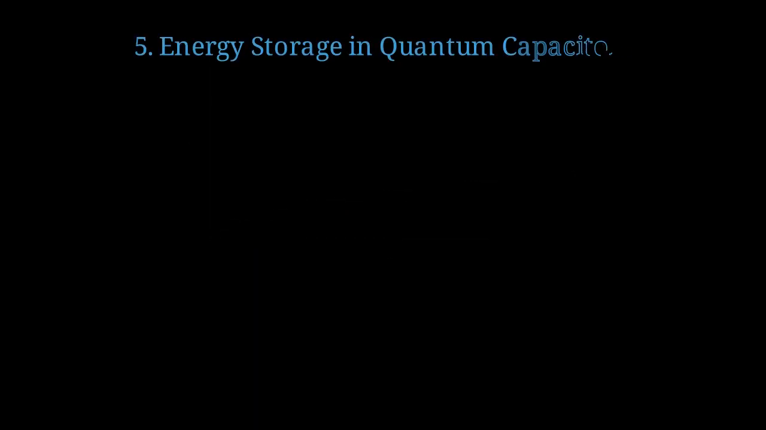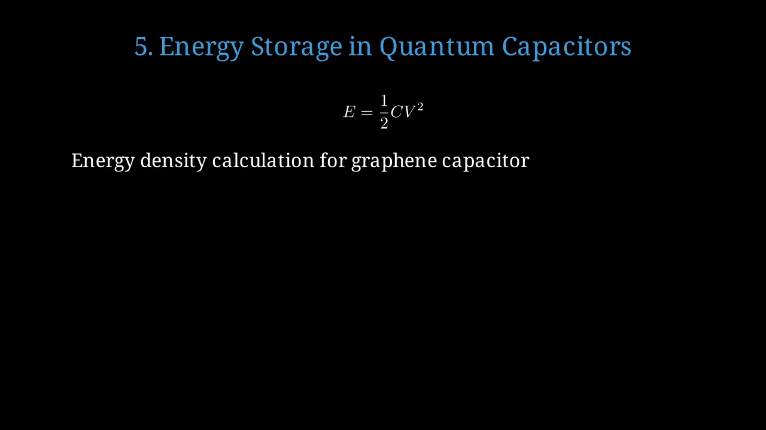Now let's explore the energy storage implications of quantum capacitance. The energy stored in any capacitor is 1/2 CV squared. This remains true for quantum capacitors. Let's calculate the energy density for a practical graphene-based quantum capacitor. Assume total capacitance of 1 microfarad per square centimeter, limited by quantum capacitance, with a maximum voltage of about 2 volts before breakdown occurs. This gives an energy density of approximately 2 microjoules per square centimeter.